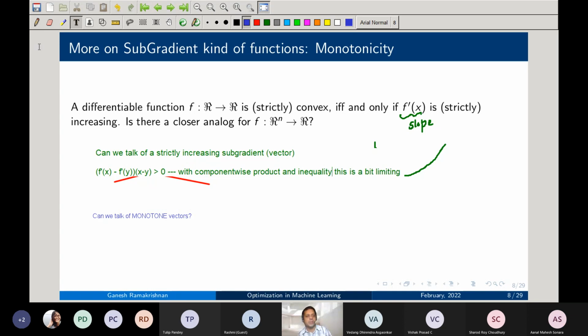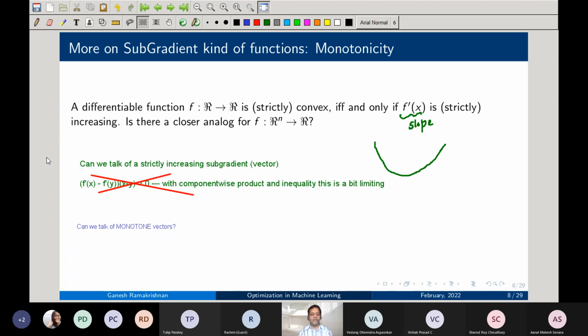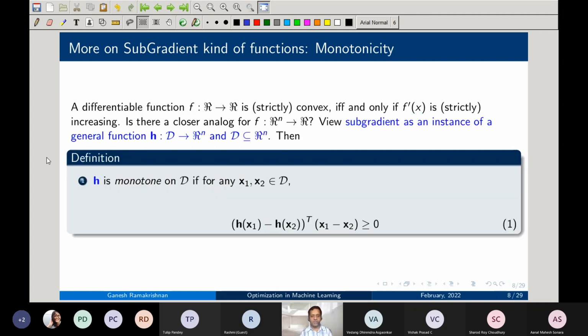But what we are doing instead now is saying, okay, instead of component-wise product and inequality, how about taking a dot product of the subgradient of f at x minus the subgradient of f at y, with x minus y. That's exactly what we're doing here. So instead of component-wise, we have a dot product, and looking at the subgradients instead of f dash. Instead of saying f dash for every component, I'll say the entire vector itself. This is called monotone.